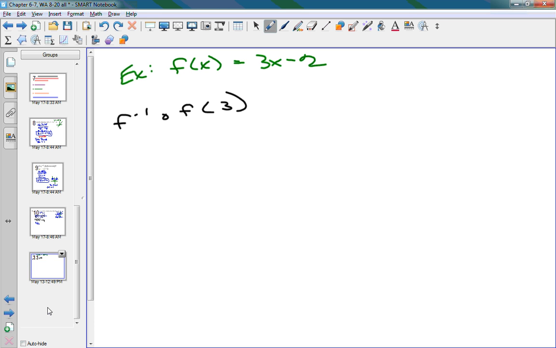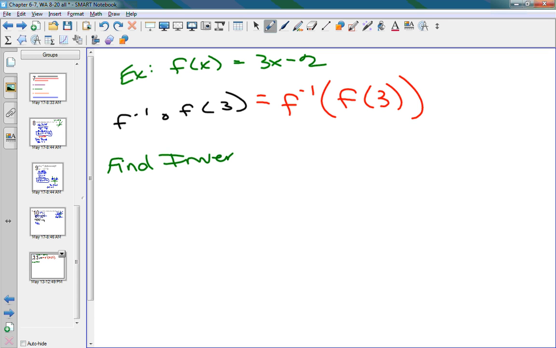This is like last night's homework, isn't it? What does that little circle mean? It indicates a parenthesis, which means you're doing composition. So I'm doing the composition of f inverse of f at 3. In order for me to do the composition of f inverse, what must I find first? I have to find the inverse. So how do I find the inverse of f? Replace f of x with y. Now what?